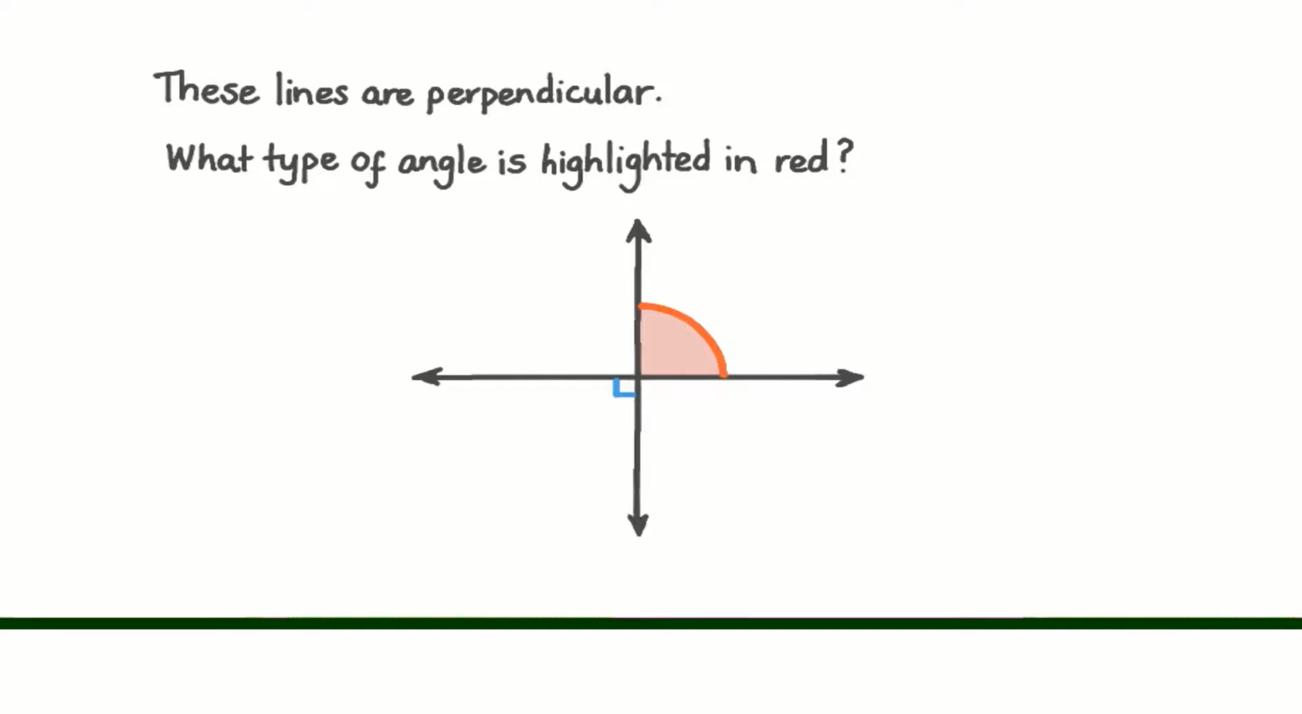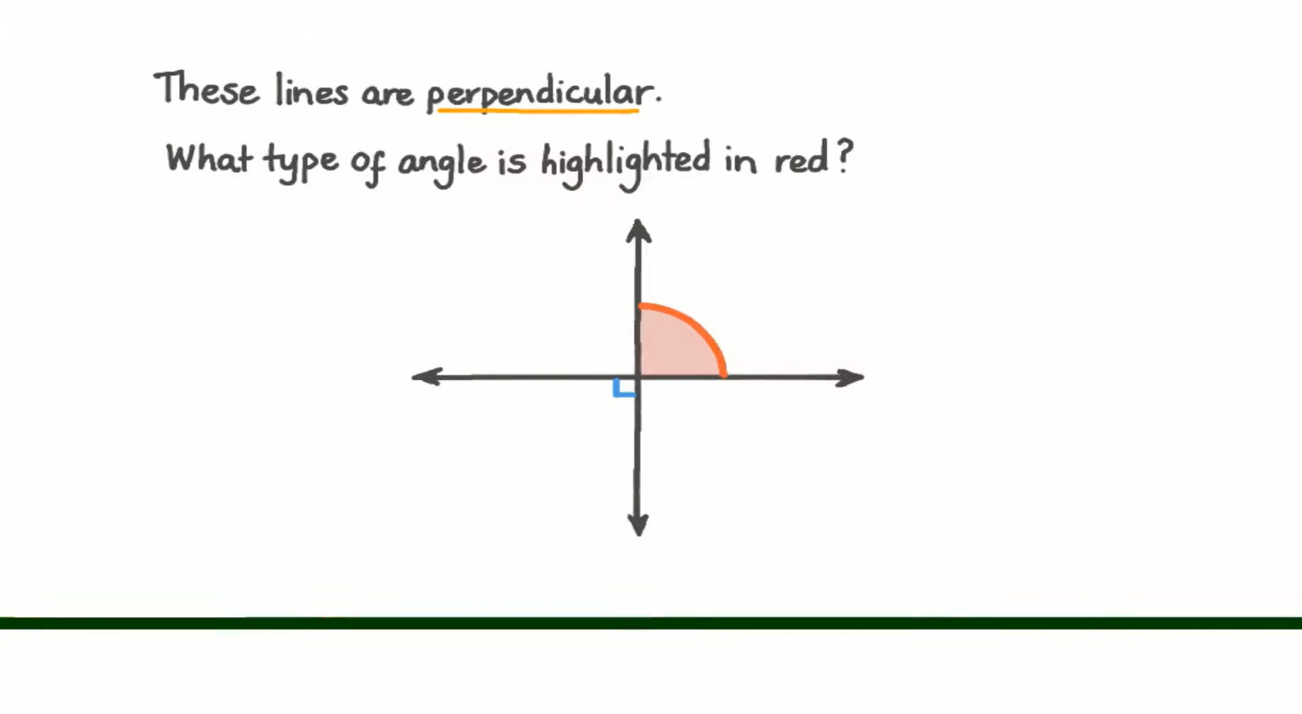These lines are perpendicular. What type of angle is highlighted in red? The first sentence in this question contains a really interesting word. Perpendicular. Now we're told that these lines are perpendicular. But which lines is it describing?